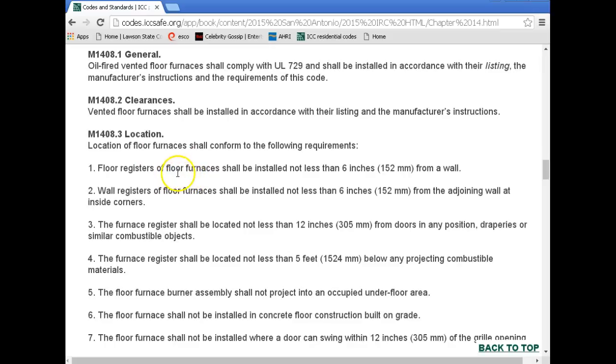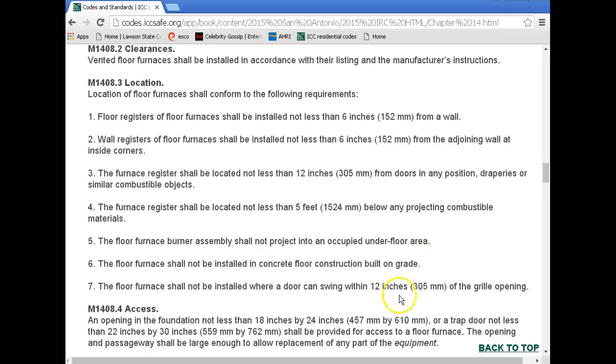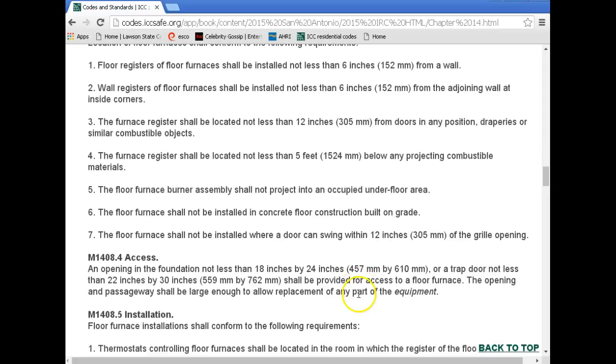Floor registers of floor furnace shall be installed not less than 6 inches from a wall. So we can't get any closer than 6 inches from a wall. This is a floor furnace. Now, this is not a register. I don't know, some of you may have never seen those, but they're big old floor furnaces. A lot of times you see them in community centers and churches because if the power goes off, we can run them without power. There's no fan. What else is important? 12 inches from a door, 5 feet from below any projected combustible materials. All right, nothing else looks too.